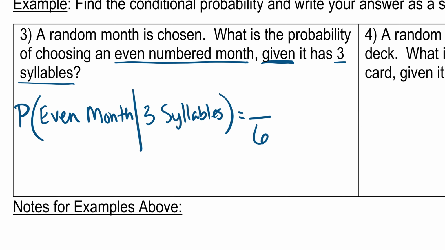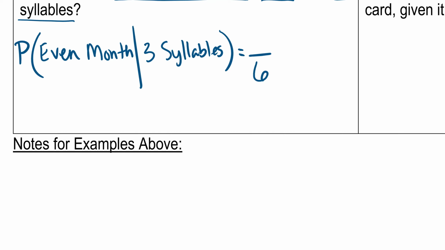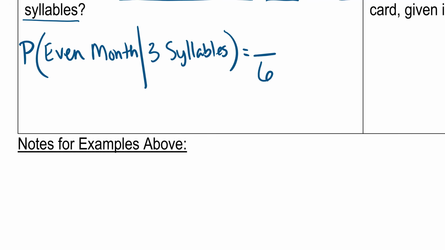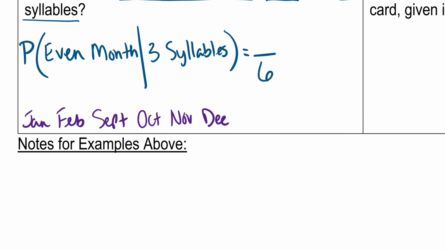Now out of those, how many are even numbered? Okay, well, I'm gonna write it down here. So we have January, February, March, April, May, June, July, August, September, October, November, December. Okay, so those are our 6 3-syllable months.